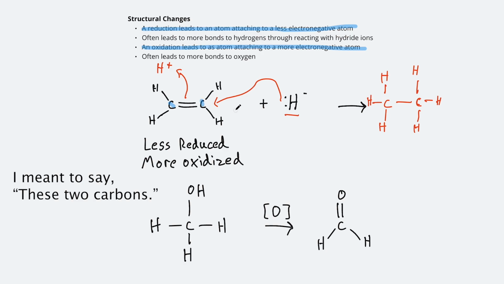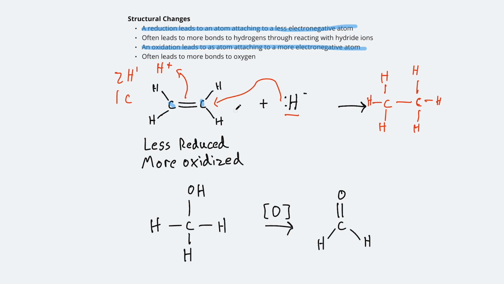So from the perspective of these two carbons, we want to think about their attachments to more or less electronegative atoms throughout the course of that reaction. So in the beginning, it's just like the molecule we talked about at the beginning of this video. So they're attached to two hydrogens and then one carbon, which is just each other. And then after the reaction, they are both attached to three hydrogens.